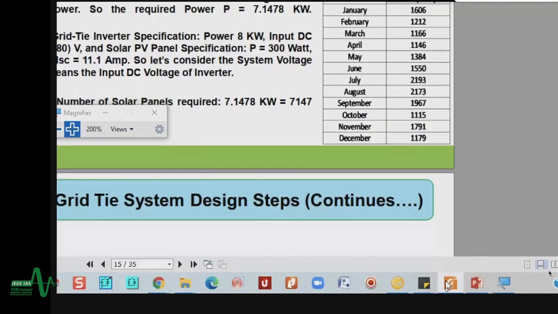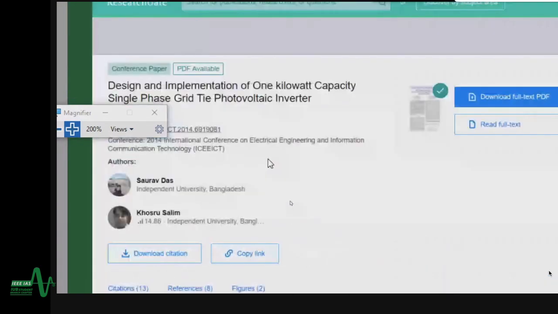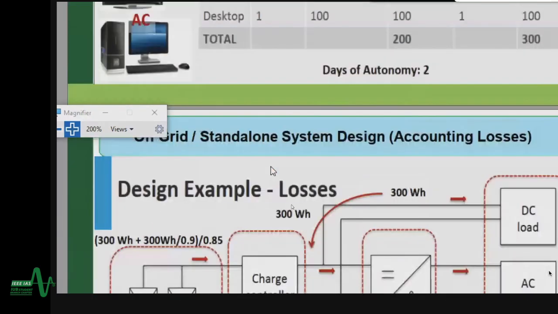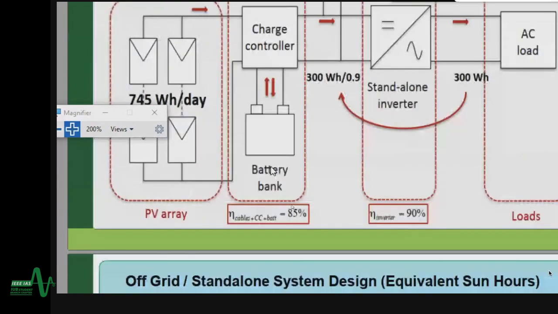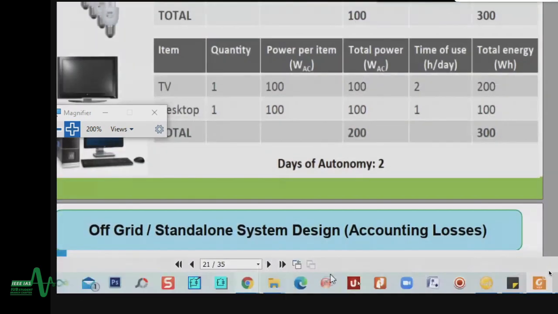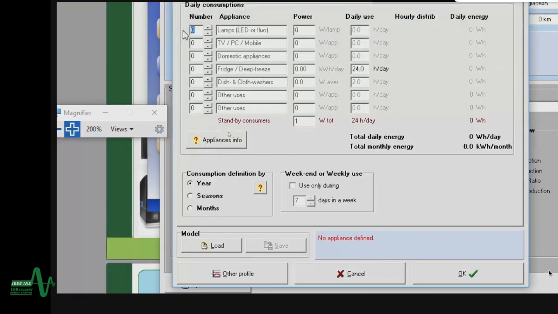Right now I need some help from the slide, because it's so tough to memorize all of this stuff. Okay, this one is the load, right? Light is 4, quantity 4, 25 watt, right? Let's go. Light needs 4 LED lamps, and each one was 25 watt, right?